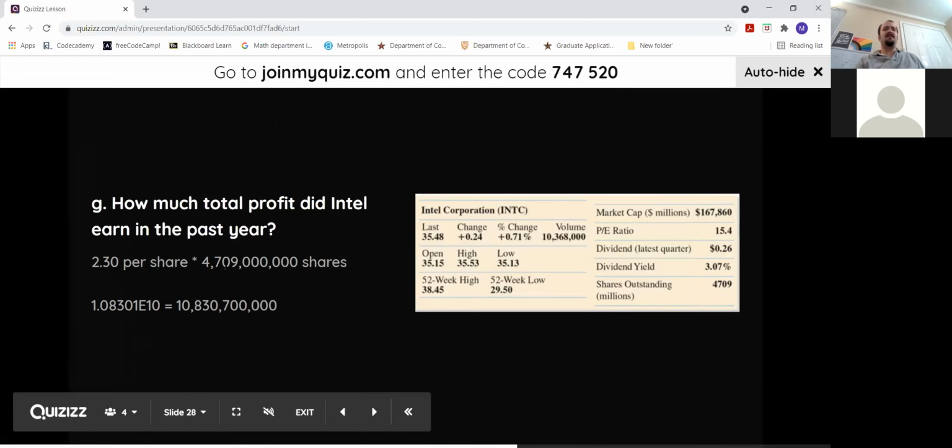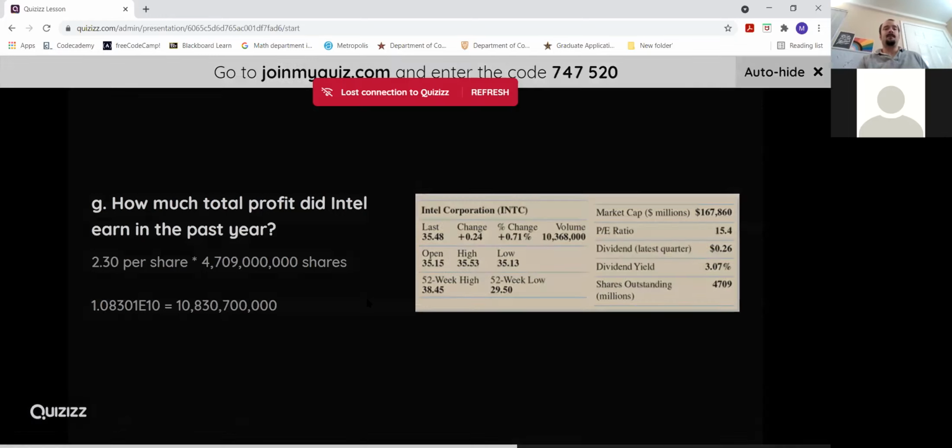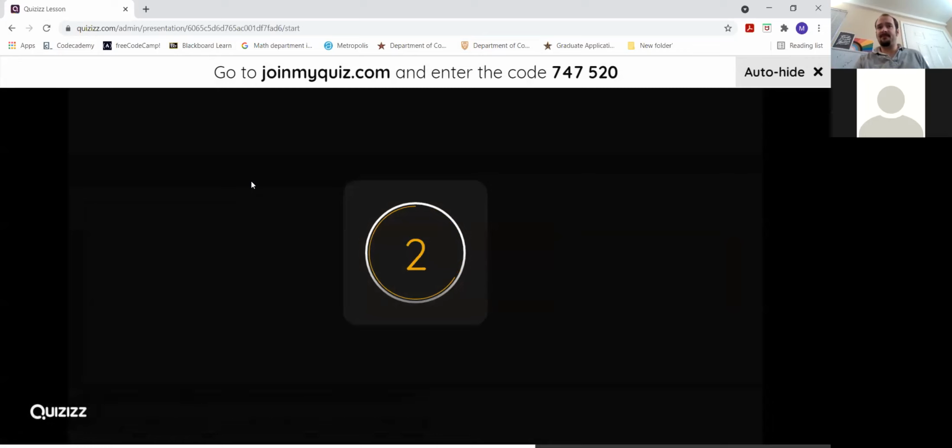10 should be 10 billion. That looks correct. It looks like you missed a zero here. I think it should have one more zero here. Okay. And 2.3 per share, multiply that by the 4 billion shares that they have. My calculator spits out something that looks like 1.0830E10. So what that tells me is I have to move 10 spaces: 1, 2, 3, 4, 5, 6, 7, 8, 9, 10. So I need to add 5 zeros after the 7. That is the total amount. I think it's the final one for the stock.